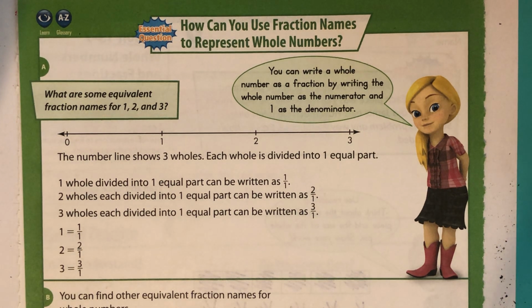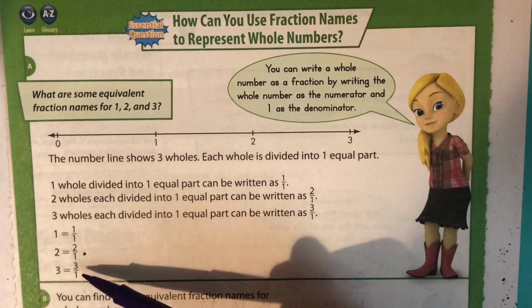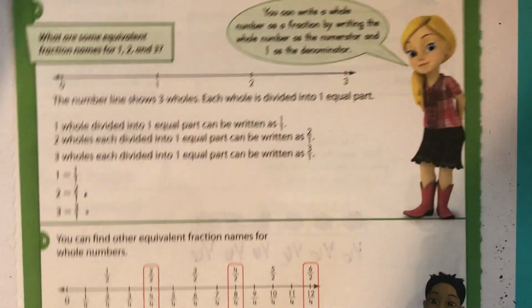The number line shows 3 wholes. Each whole is divided into 1 equal part. 1 whole divided into 1 equal part can be written as 1/1. 2 wholes divided into 1 equal part can be written as 2/1. 3 wholes each divided into 1 equal part can be written as 3/1. 1 equals 1/1, 2 equals 2/1, 3 equals 3/1.